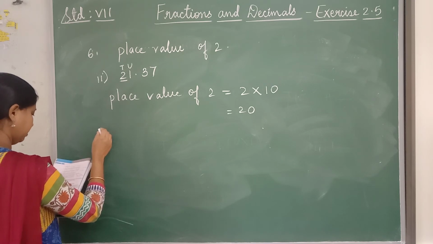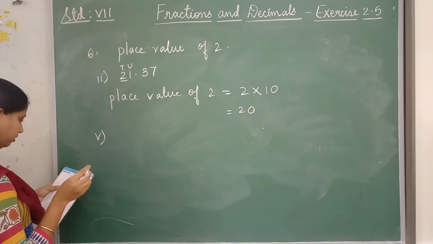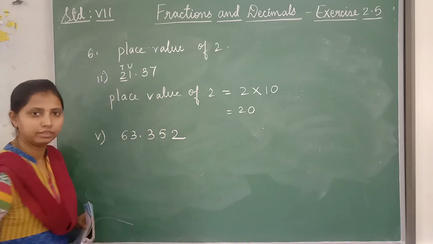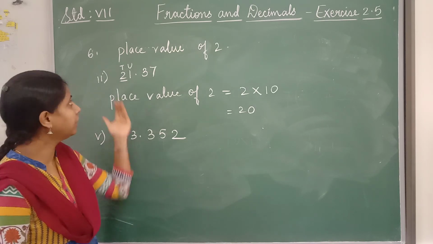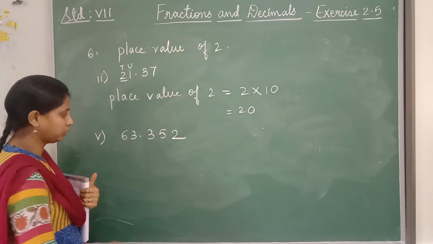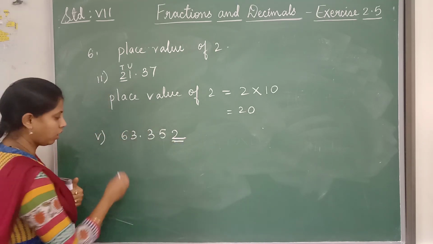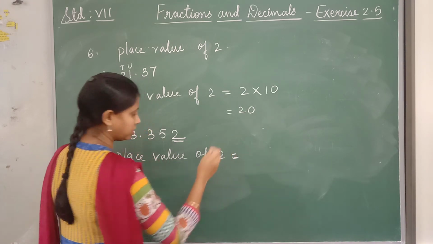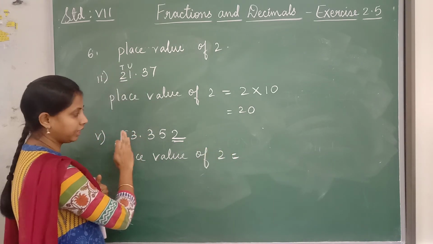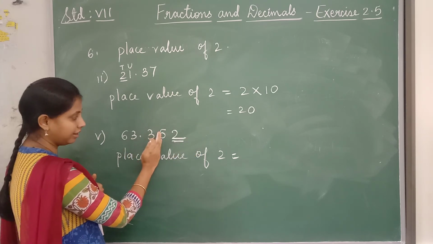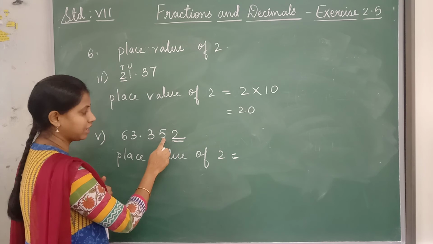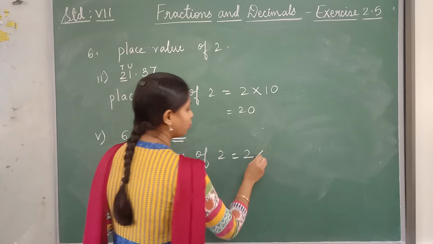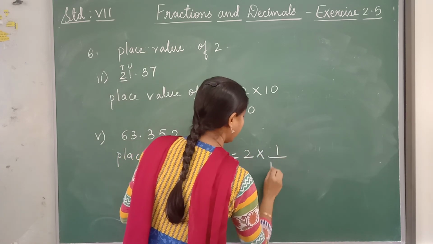Okay, let me take the fifth one. 63.352. This is the decimal number given. In this decimal number, you have to write the place value of 2, children. Okay, so where is 2 marked? Now after the decimal point you have to move towards the right side. Tenths, hundredths, thousandths. Okay, after hundredths, thousandths it is. So 2 is in thousandths place. So its value will be 2 into 1 upon 1000, children.